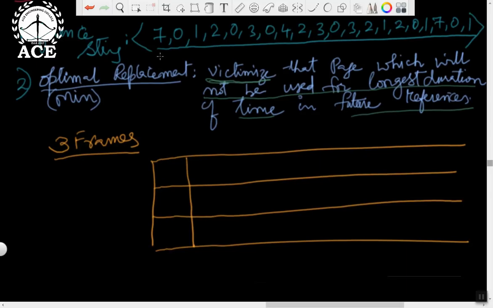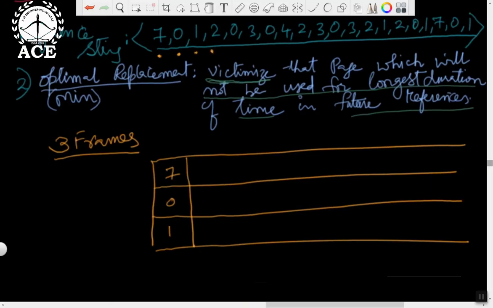So first I refer 7, which will cause 1 fault. We bring 7. You can load it into any of the frames. Next we refer 0, which will cause a fault. We bring 0. Next we refer 1, which will cause a fault. We bring 1. 3 page faults. No replacement needed. Okay. Now look at this.